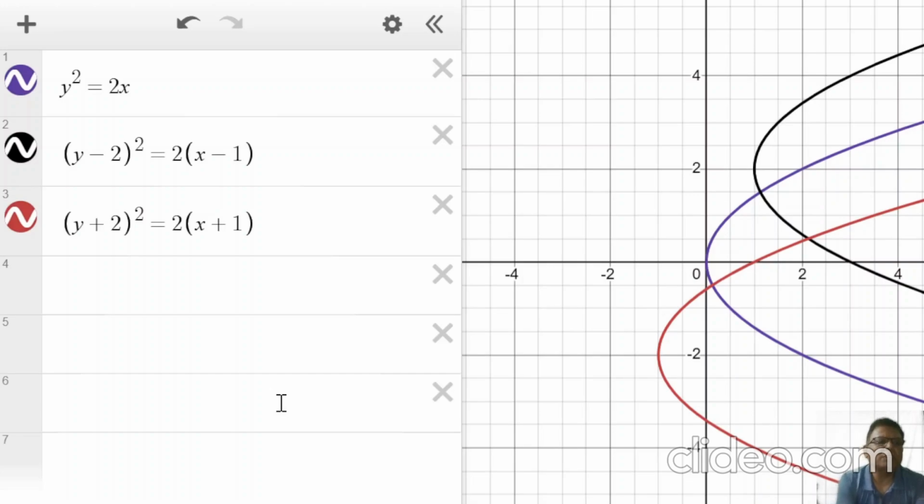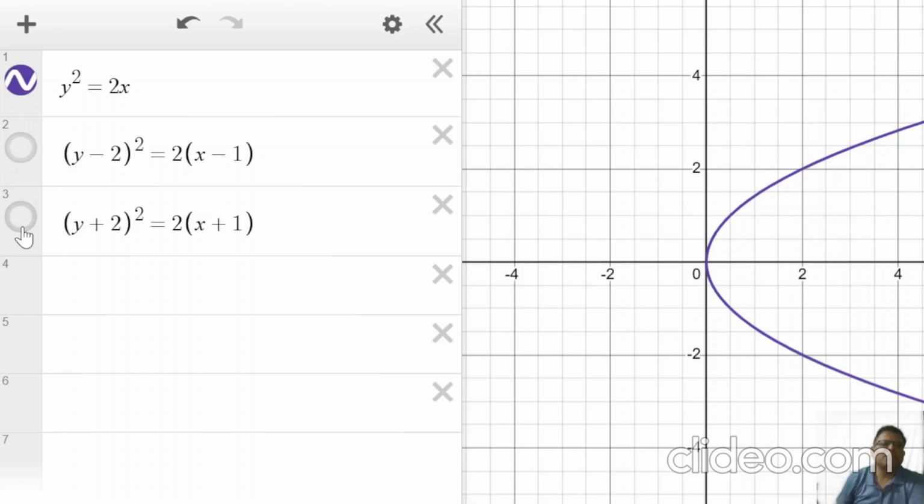Now we'll learn the transformation of a curve by replacing y with y plus 2 or y minus 2, or x with x minus 1 or x plus 1. See, the first graph is y square is equal to 2x. This is also a parabola symmetric to the x-axis. Now you replace y with y minus 2 and x with x minus 1. So let us see what happens.